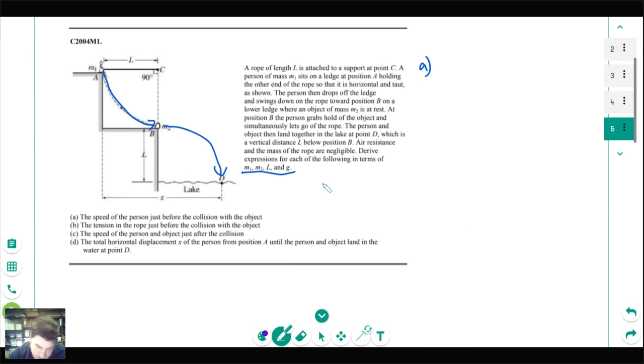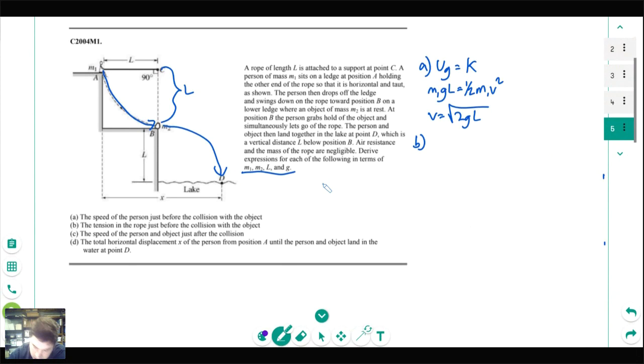All right, so part A, we have the person at point A. They're falling down. This looks like a potential energy turns to kinetic energy sort of problem, where we've got M1, G, and how far are they falling? They're going to fall this distance, which is L. So we can get V is the square root of 2GL, as M1 disappears. So far, so good.